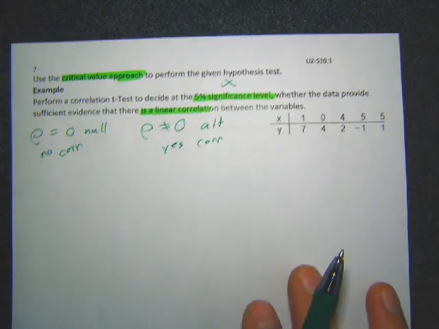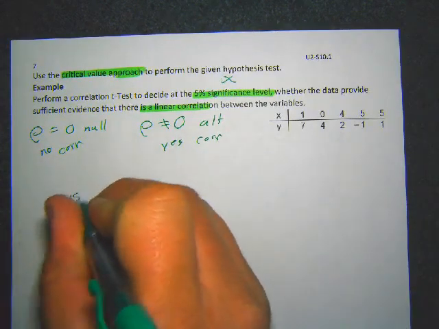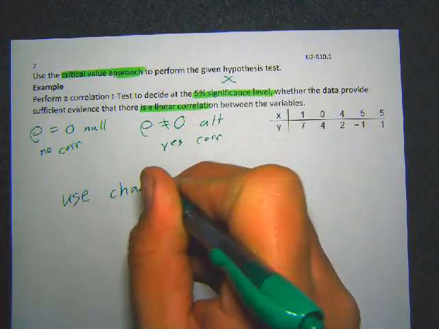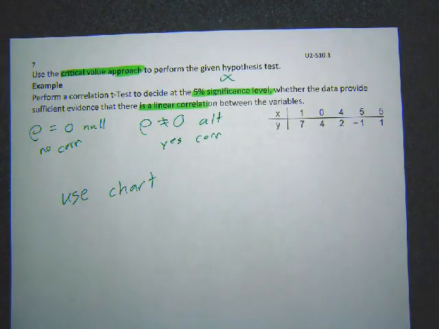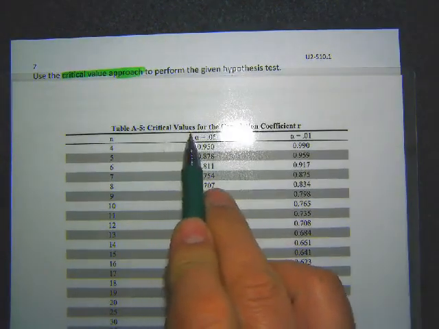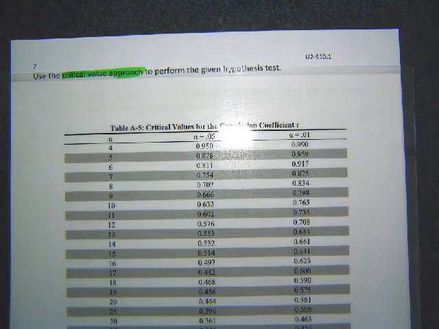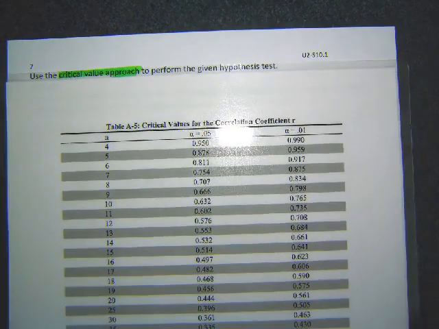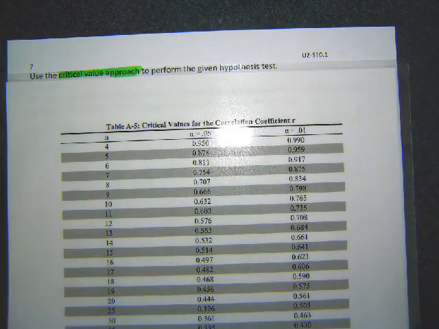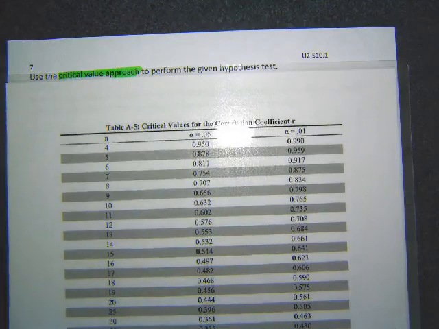Now, to do the critical value method, we are going to use a chart to get our critical value. The chart we're going to use is a new chart. This is one we haven't used yet. It's in my lab, so you can look it up there. It's the critical values for the correlation coefficient R. This is a chart just for doing this one thing. So if you want to do critical values instead of p-value for the correlation coefficient hypothesis test, this is the chart for it.